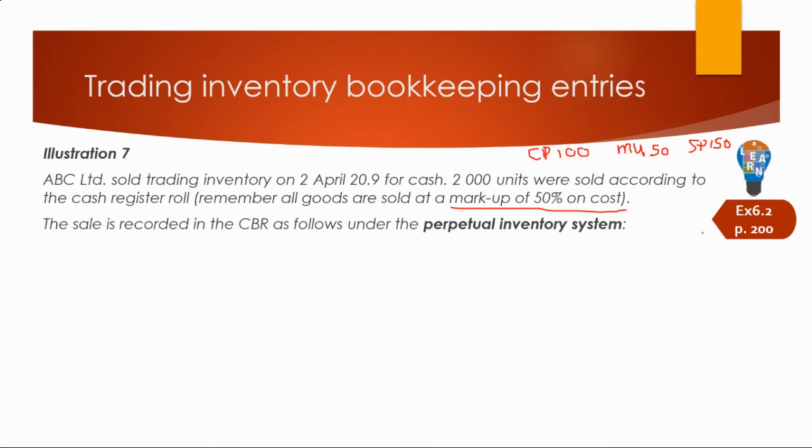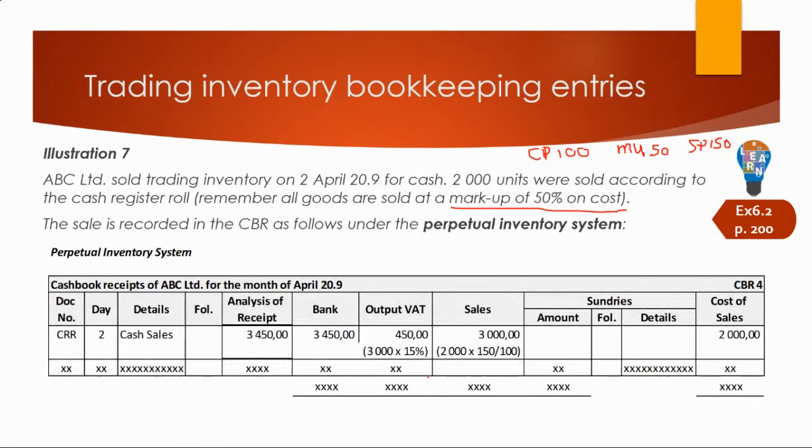Neil says two, and that's absolutely correct. So what we have to do is we record both the sale. So this is the sale portion here. So we're recording the sale. And here we record the cost of sale. So I'm just going to say COS for cost of sales.